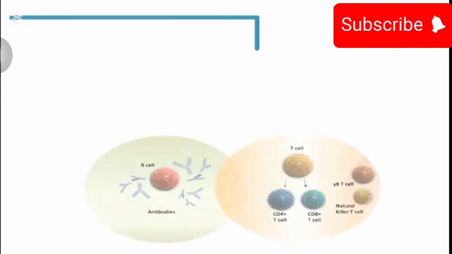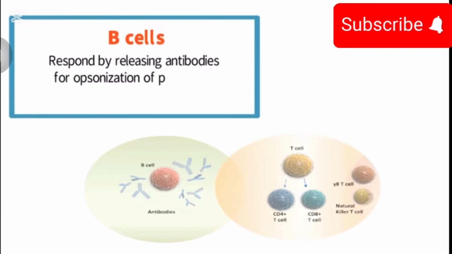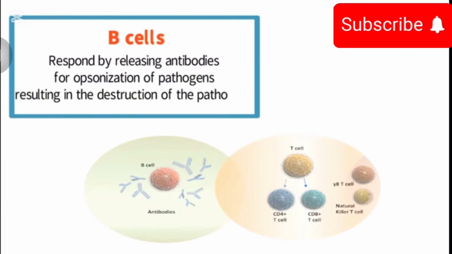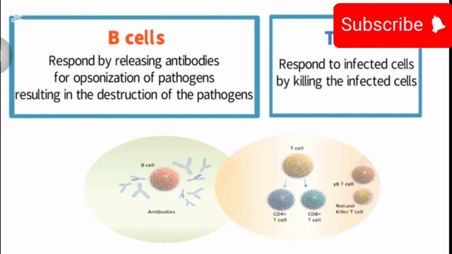To summarize adaptive immunity, B cells respond by releasing antibodies for opsonization of pathogens, resulting in the destruction of the pathogens. T cells respond to infected cells by killing the infected cells.